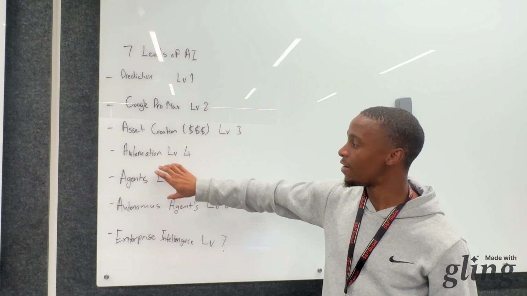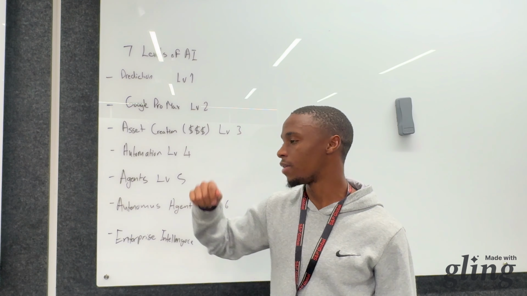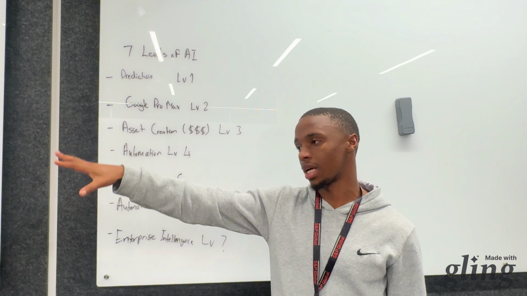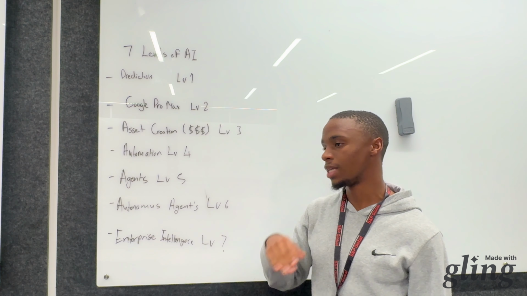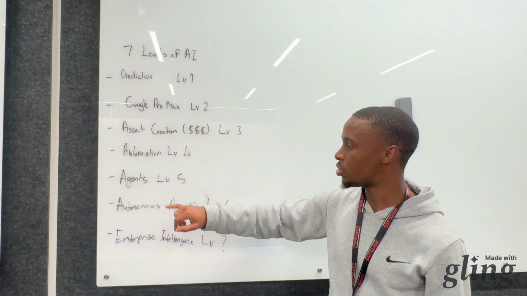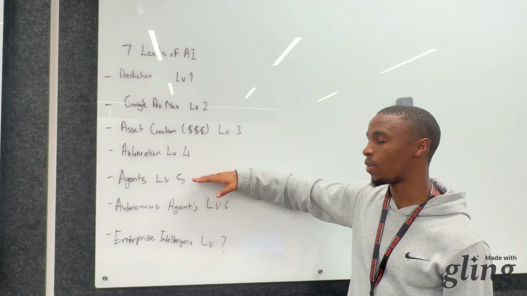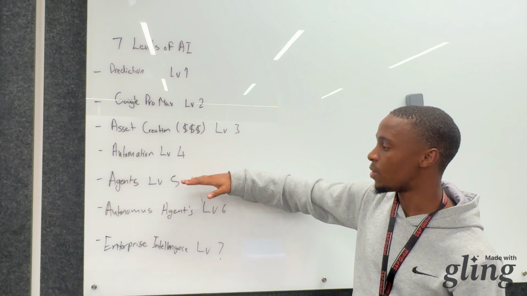Then the level above that is an autonomous agent, right? So already the agent is you give it instructions, it goes out, it does what it needs to do, it gives you back what you asked for. But an autonomous agent is an agent that basically works by itself. So the difference between these two is that here I tell it what exactly I want, and it will do that and give me what exactly I want.